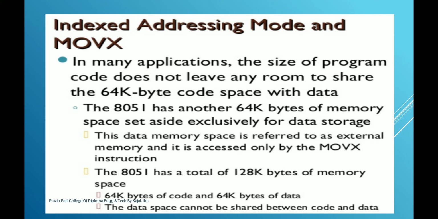If the instruction is MOV without X, then it accesses the internal memory. The instruction with X accesses the external memory, and if the instruction has a C, then we access internal or external memory. The 8051 has a total of 128K bytes of memory space, so 64K bytes of code and 64K bytes of data. So the space cannot be shared between the code and data.